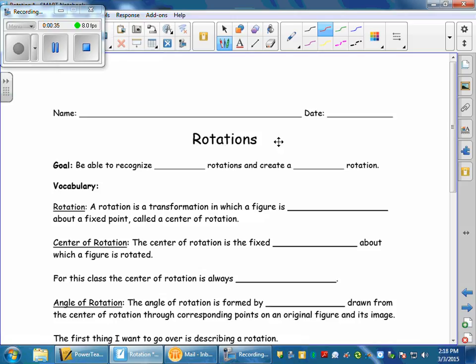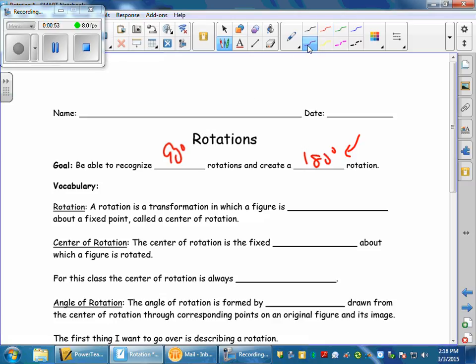Our goal for today is we're going to create a 180-degree rotation. That's going to be more important. And we're also just going to be able to recognize 90-degree rotations. I don't think they're going to ask you to create a 90-degree rotation, but they might, so I'm going to show you one of them.